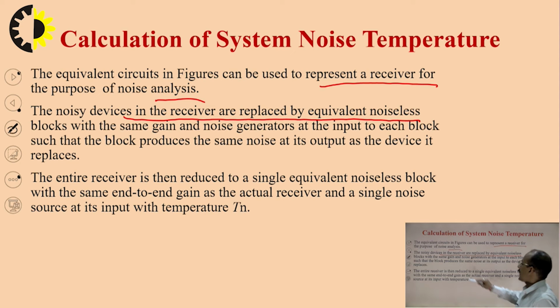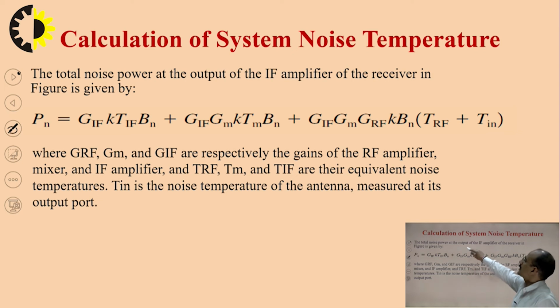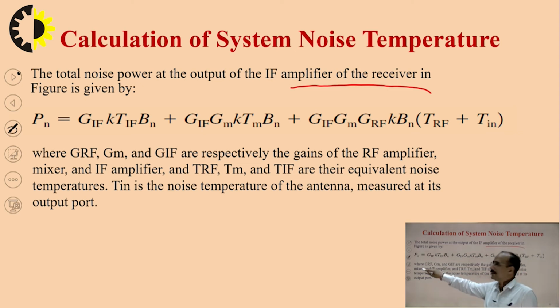Then the entire receiver is reduced to a single equivalent noiseless block with the same end-to-end gain as the actual receiver and a single noise source at its input with temperature Tn. Means the total noise power at the output of the intermediate frequency receiver is given by this. This is the total noise power that is calculated with the equations. Pn is equal to GIF K TIF Bn, then GIF Gm K.